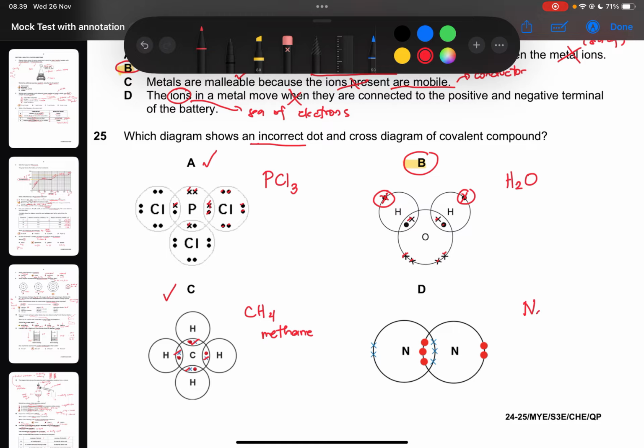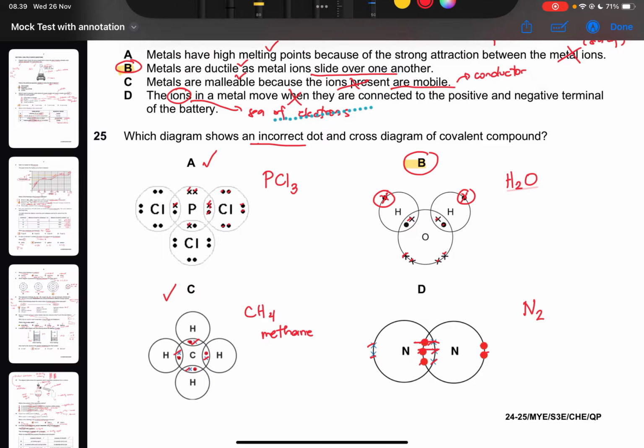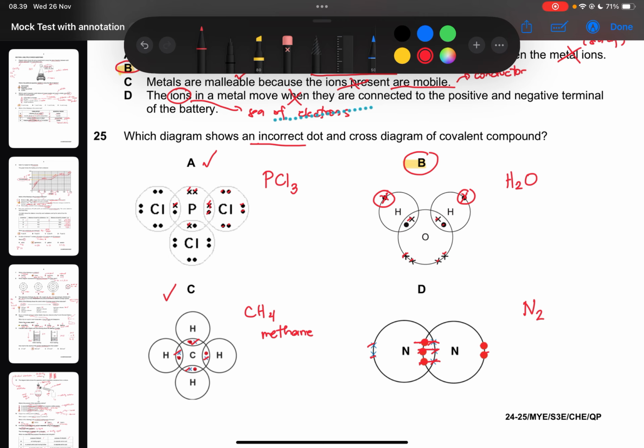Then letter D is our N2. Nitrogen has 5, so 1, 2, 3, 4, 5. Another nitrogen has 1, 2, 3, 4, 5. And then to complete the 8, they need to share 3 each, so that's why they form 3 bonds. So this is also a correct diagram. So the answer is letter B.